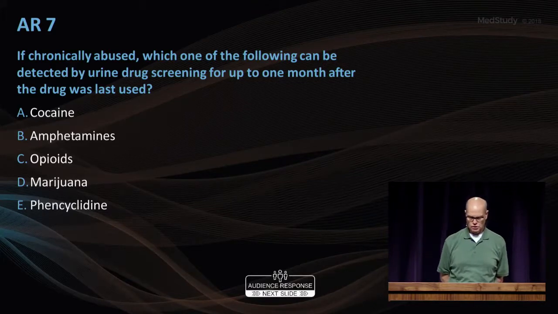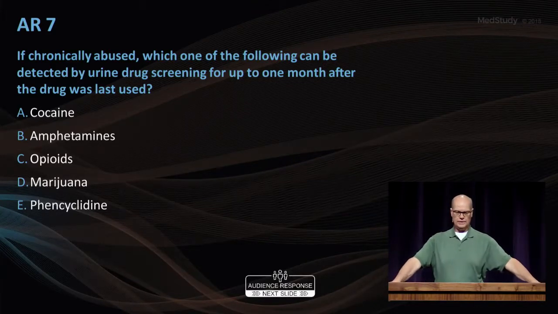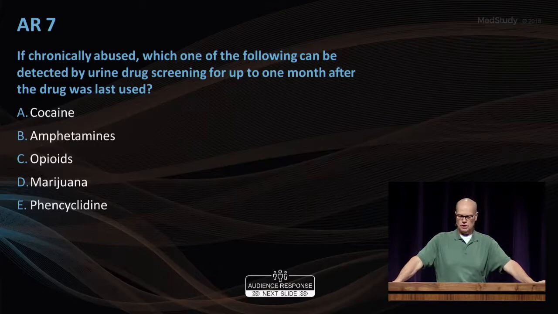If chronically abused, which one of the following can be detected by urine drug screening for up to a month after the drug was last used? So cocaine, amphetamines, opioids, marijuana, or PCP.